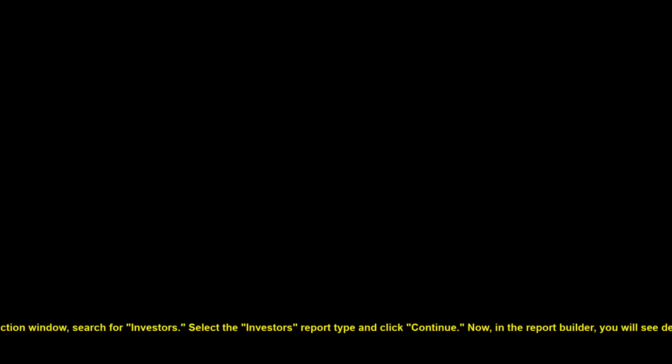Click on the new report button to start creating a new report. In the report type selection window, search for investors. Select the investor's report type and click Continue. You can add or remove fields as needed by using the Add Fields panel on the left.